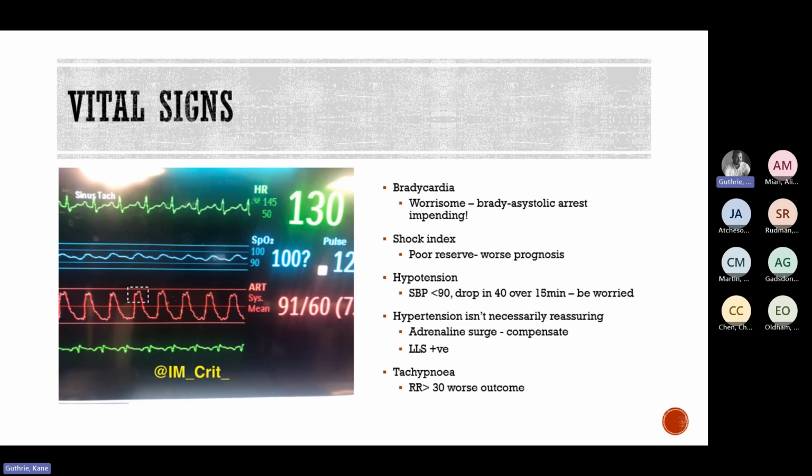They become hypotensive, so systolic blood pressure less than 90 or dropping 40 over 15 minutes. Be worried. Hypertension isn't necessarily reassuring. These patients are trying to compensate. Okay, they'll still look terrible, all right, but they've still got some physiological reserve that they're trying to compensate with, but they'll be sweaty, they'll be diaphoretic, they'll be agitated and confused. And tachypnea, we know with all states of critical illness that a respiratory rate above 30 portrays the worst outcome.